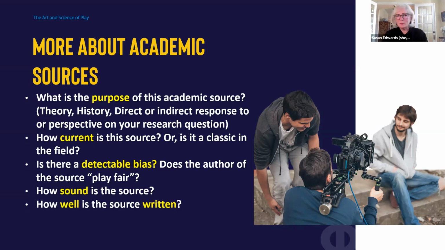Then you want to look, is there a detectable bias? Sometimes even professional journalists or scholars, you can tell what their bias is from reading through the information. If it's a detectable bias, does the author play fair and maybe present another side to the story? If not, you might want to steer away from the source, if it's too biased. It's one of the reasons that we say that really most websites are not academic sources, because websites tend to be developed for very specific reasons, and they tend to have detectable biases. But you want to look at that.